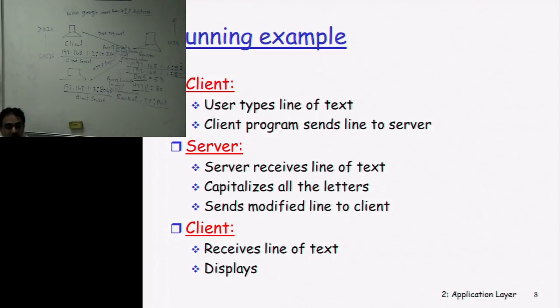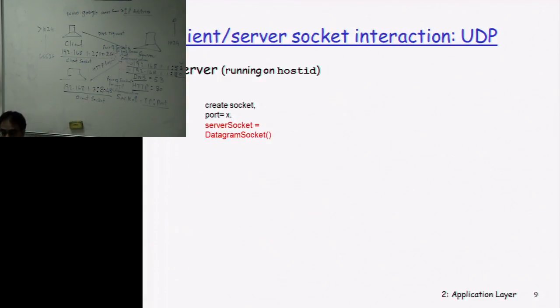The server process will send back the converted characters from small to capital back to the client machine. Clear? On the client computer, the client process will receive the line of text in capital letters and display it on the screen. This is our example. This is the client-server interaction on the socket using the UDP ports on the client and the server side.